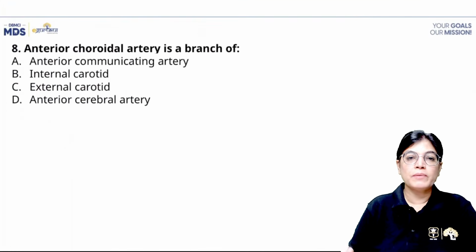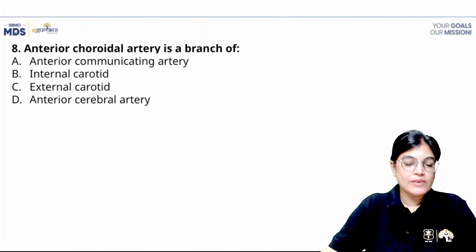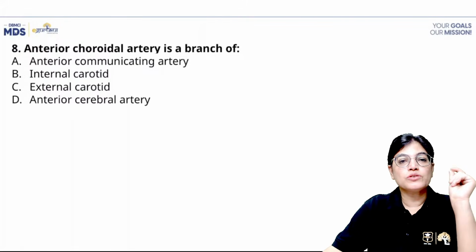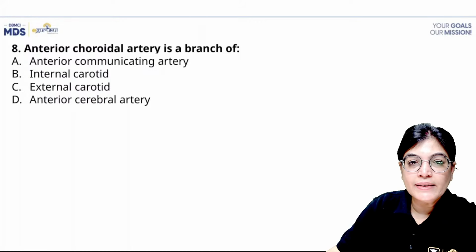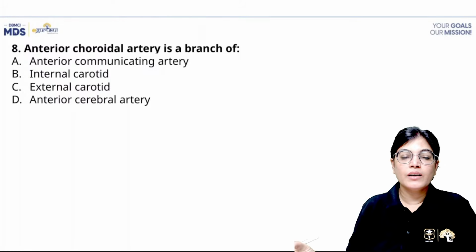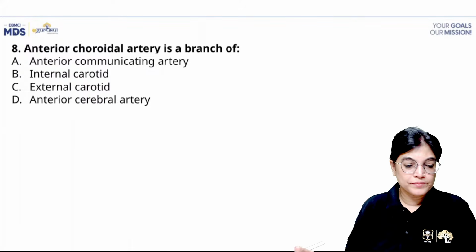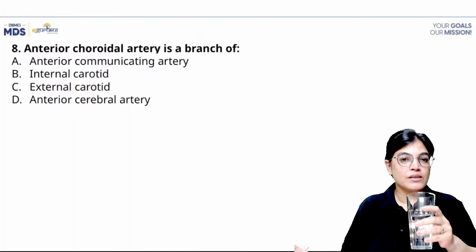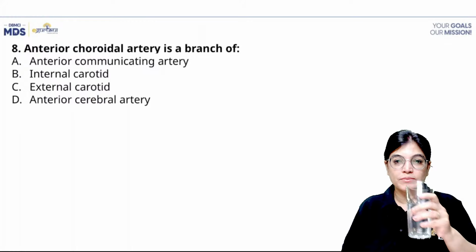Now coming to question number 8, and this is an easy one, but branches of arteries are also a very favorite question. So you have to tell me: anterior choroidal artery is a branch of which artery? Whether it's a branch of the anterior communicating, internal carotid, external carotid or anterior cerebral artery.